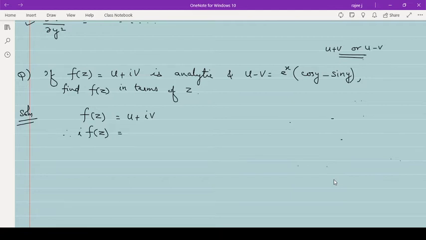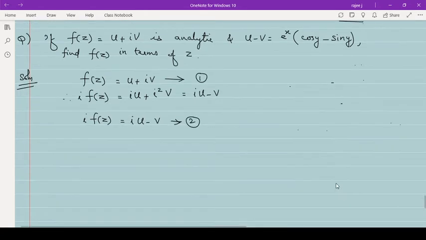So i times f(z) is i times u, plus i times iv, where i squared will come: i squared v. What we did, we multiplied this by i. So i f(z) is iu plus i squared v. Here i squared is minus 1, so minus v. So i f(z) is equal to iu minus v. Now say this is 1 and this is 2. So just add 1 and 2.